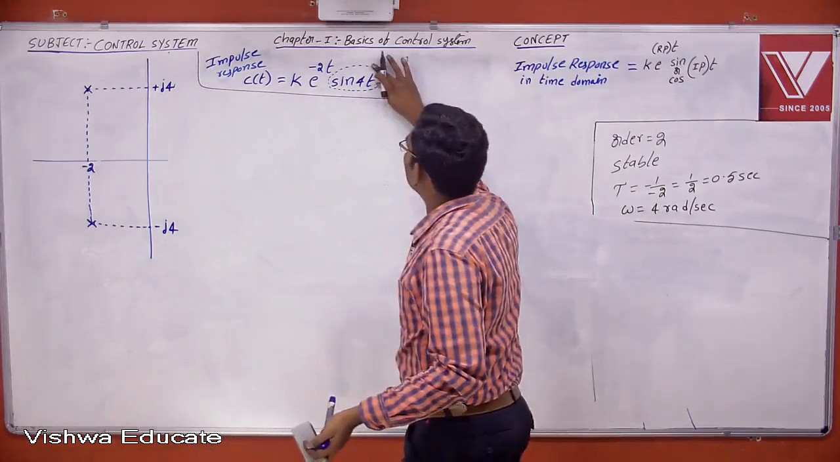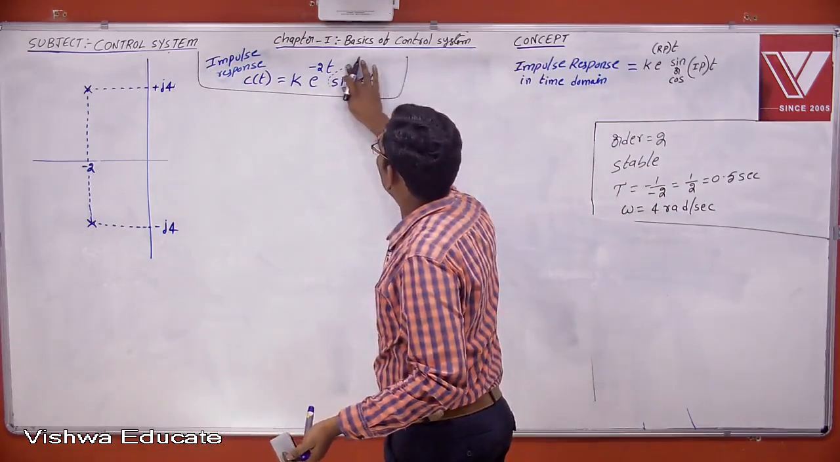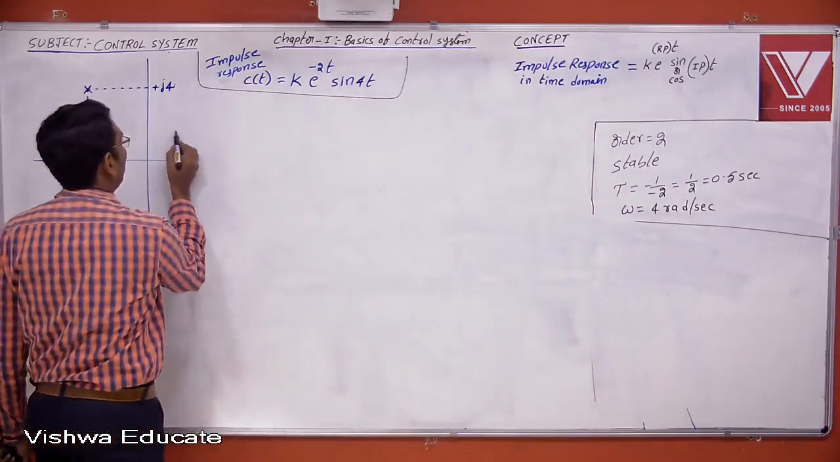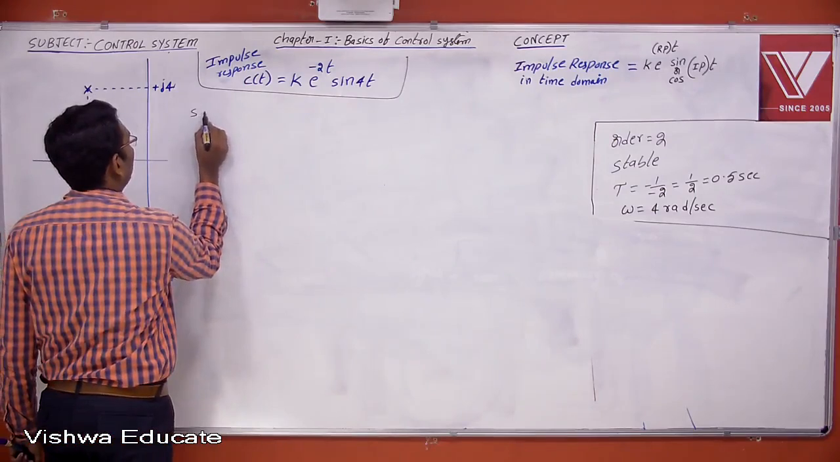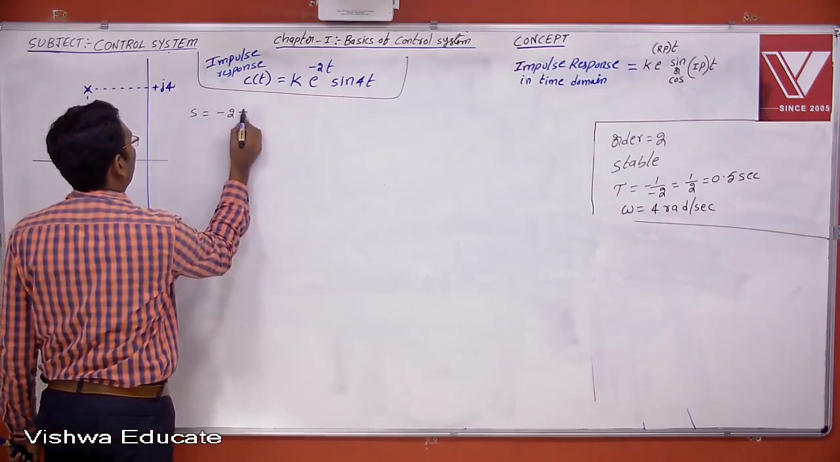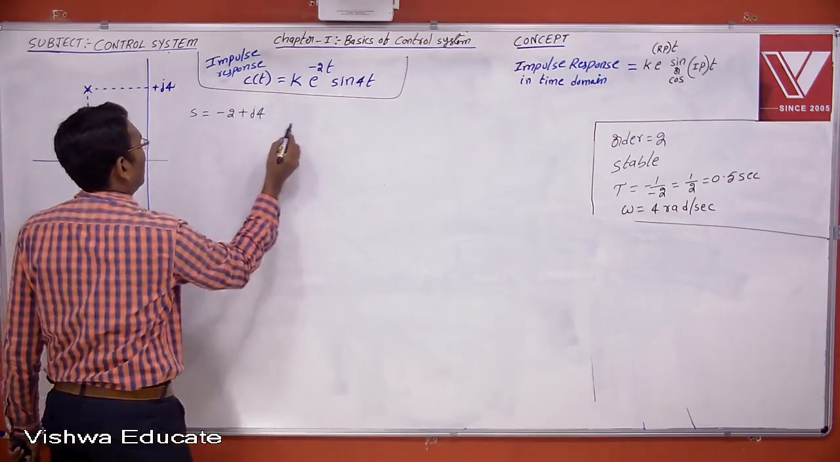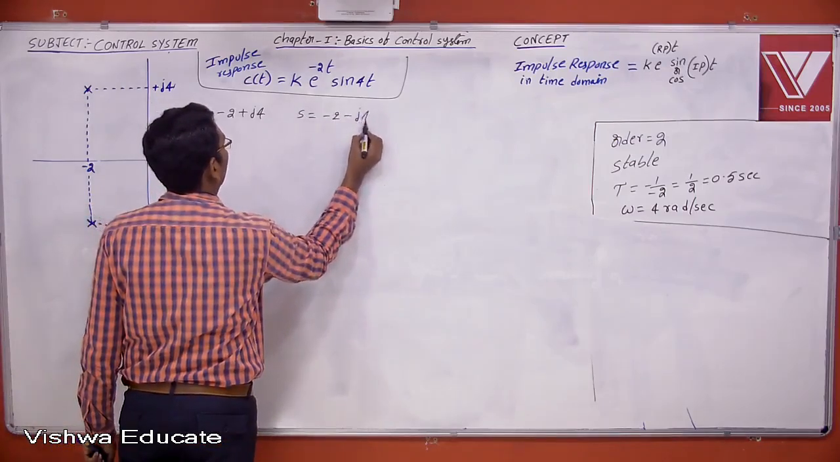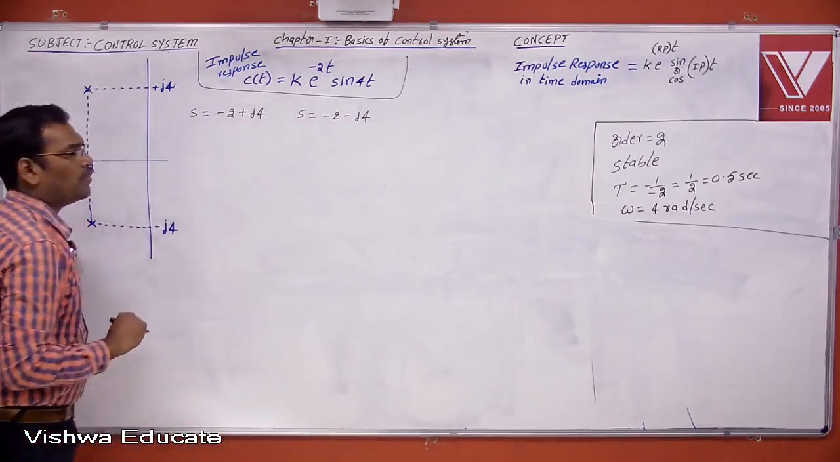Then I will do the long method, the general procedure. What is the general procedure? This is the pole location. What is the pole location? One pole is -2 plus j4 and another pole is -2 minus j4. Therefore, these are the pole locations.